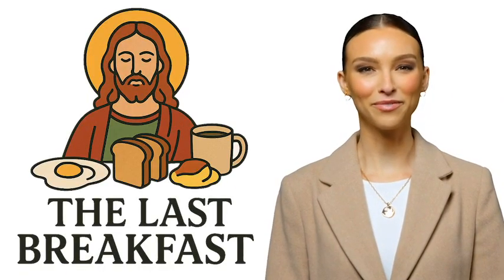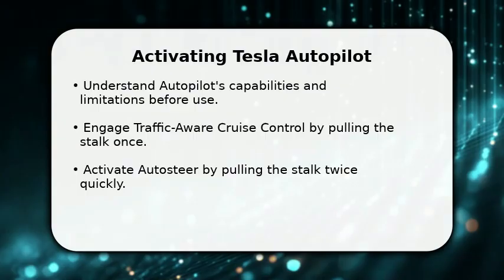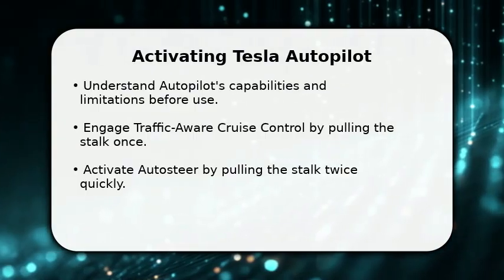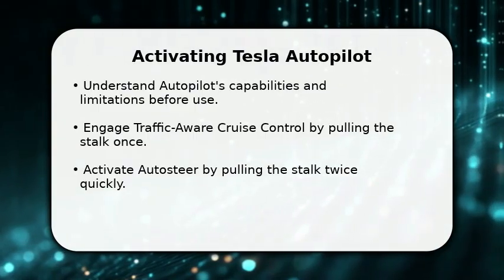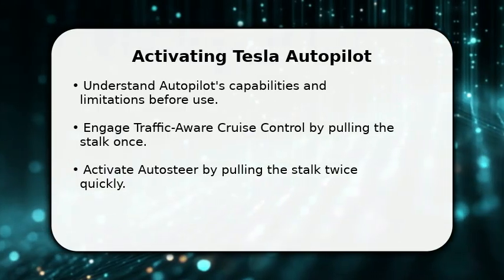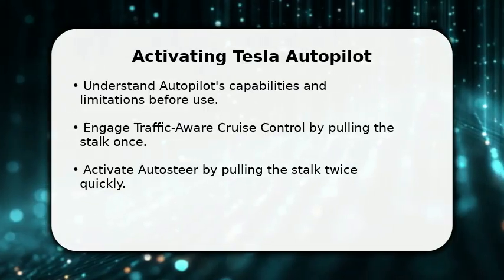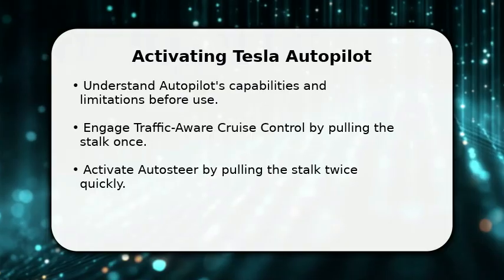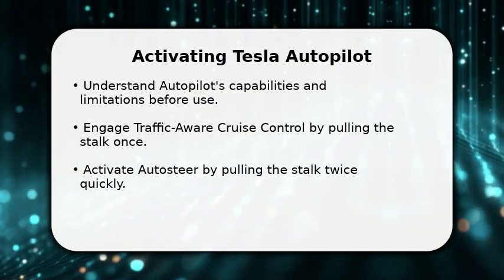Please enjoy the video. In this video, I will explain how to use Autopilot in your Tesla Model S. First, ensure you understand its capabilities and limitations. To begin, engage traffic-aware cruise control by pulling the right stalk on the steering column down once. This will maintain your speed and distance from the car ahead.